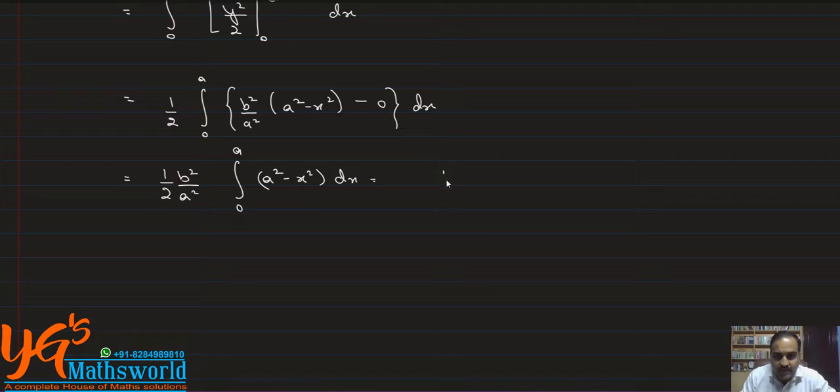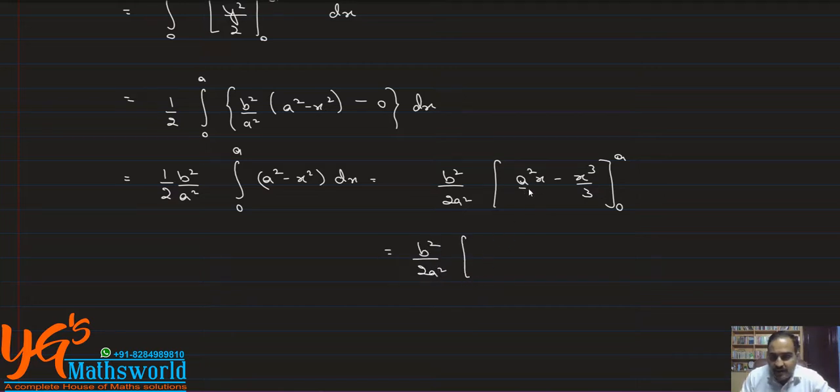So integral of this will be b square over 2a square. Now a square will be a square x and x square will be x cube by 3 within the limit 0 to a. So it will be b square upon 2a square. So it will be a square into this is a. So a square into a cube minus again a cube by 3. This is the upper limit, minus 0 will be the lower limit.